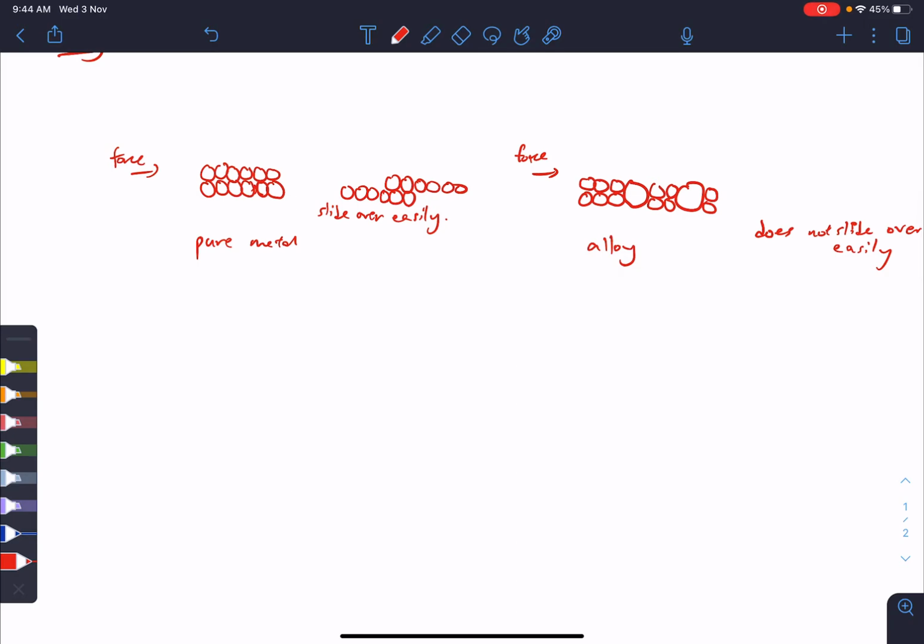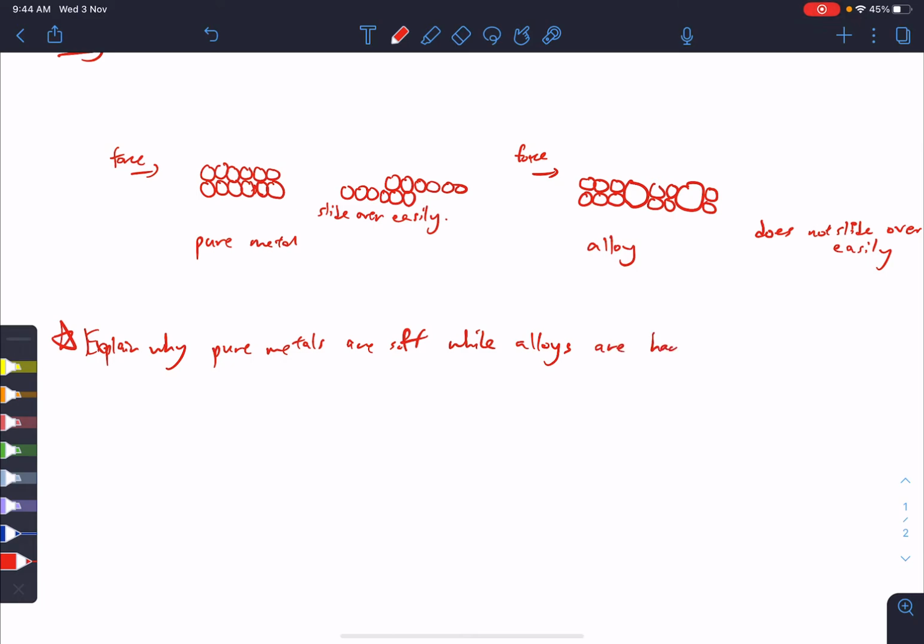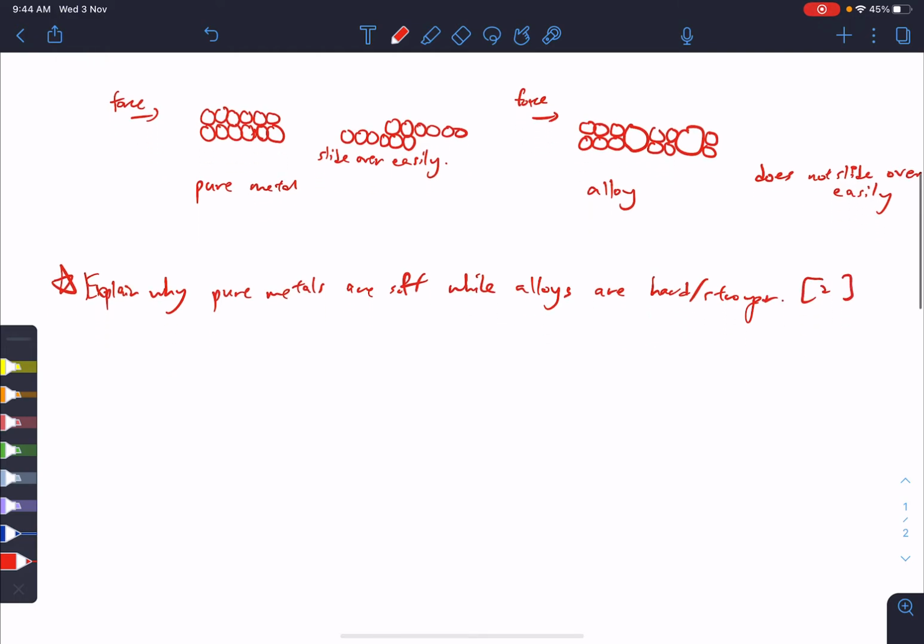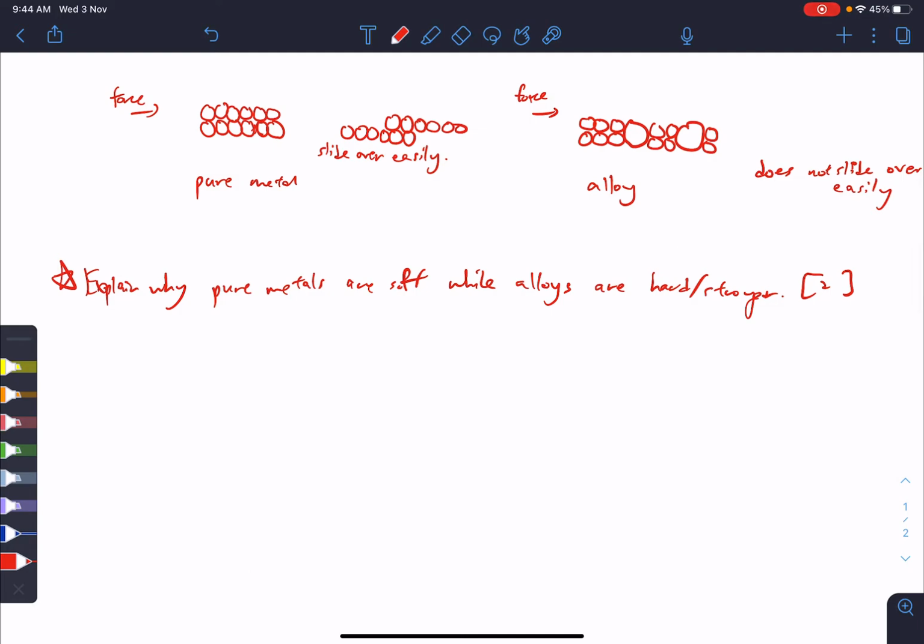Honestly this is a very standard question. Explain why pure metals are soft while alloys are harder or stronger. This is quite a standard 2 marks question. You can check your O-level paper or your exam paper. It comes out almost every single time.